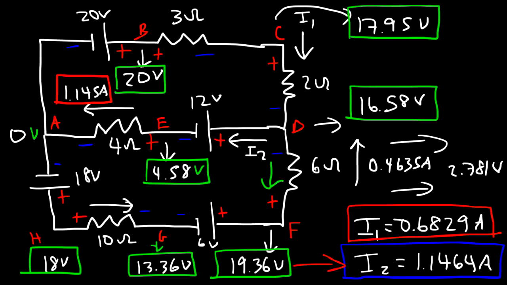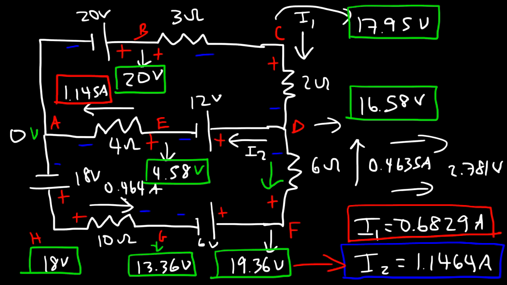So now let's calculate the current across the 10 ohm resistor. So first, we need to calculate the potential difference between points H and G. So 18 minus 13.36, that's a voltage of 4.64 volts. And if we divide that by 10, that will give us a current of 0.464 amps.